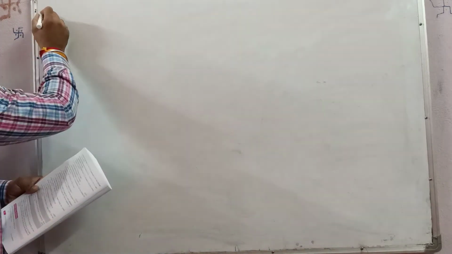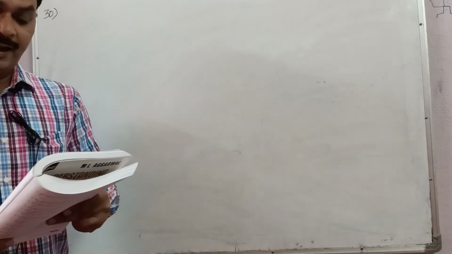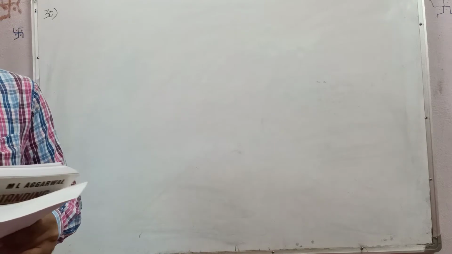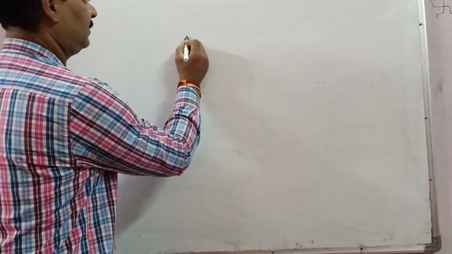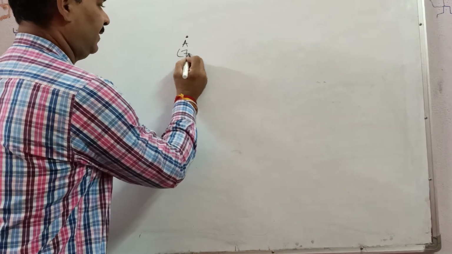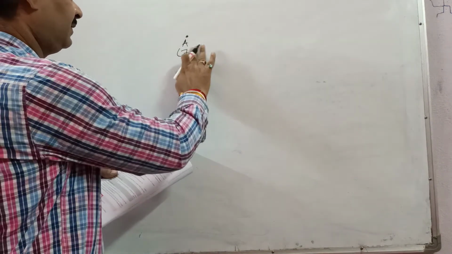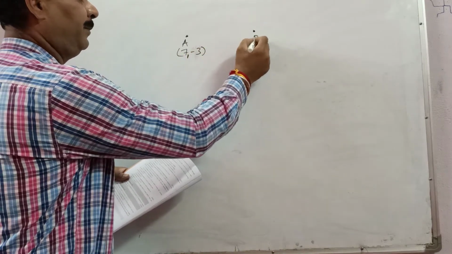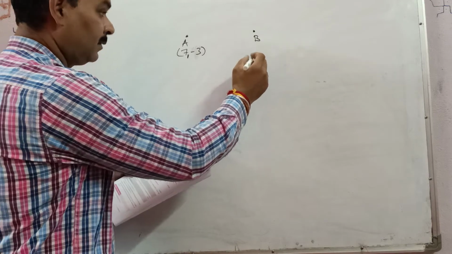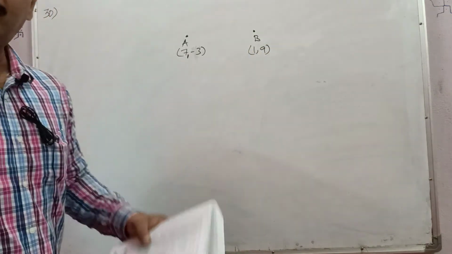Now question number 30. Points A and B have coordinates 7 comma minus 3 and 1 comma 9. Let's consider this point A, 7 comma minus 3, and there is another point B whose coordinates are 1, 9. Find the slope of AB.